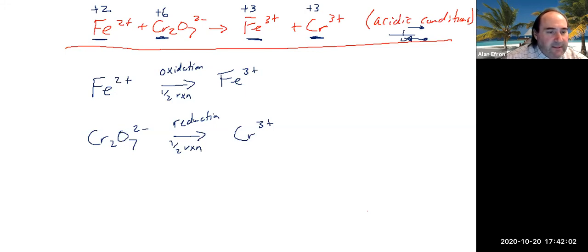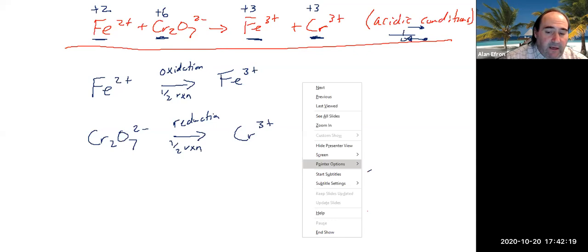So the first thing you want to do is identify what's going on, like I just did there: what's being oxidized, what's being reduced. We also want to figure out our two half reactions. The next thing that we want to do is balance these half reactions for all the elements other than oxygen or hydrogen.